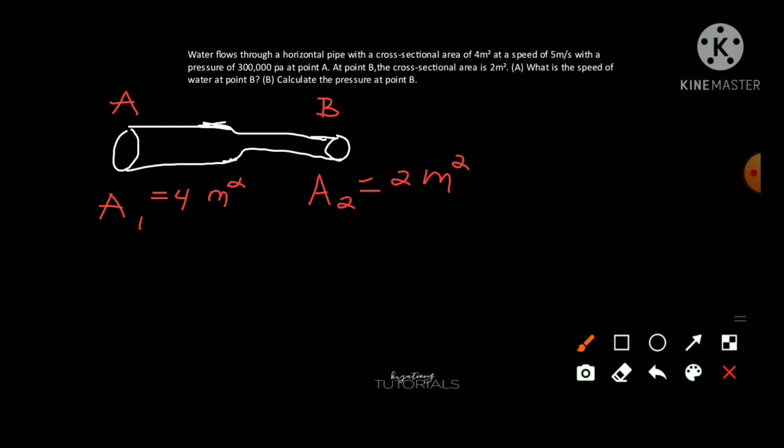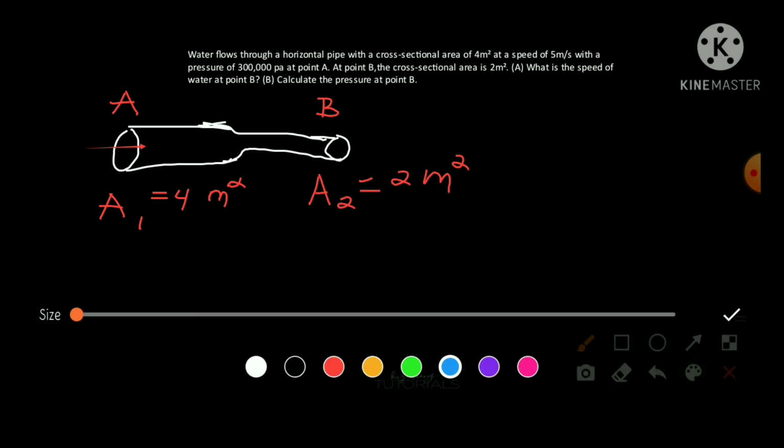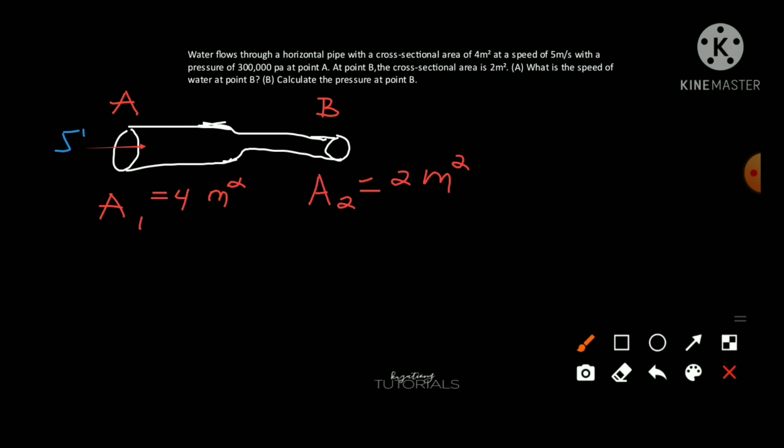Now remember that the water is flowing from point A to point B. The speed of the water flowing from point A is already given. It is 5 meters per second. Sorry for the background noise. The first thing that we have to look for is the speed at point B. Remember that there is a change in speed of the fluid because the area of the pipe is decreasing, from bigger area to smaller area.